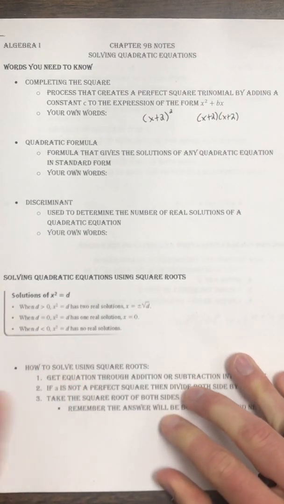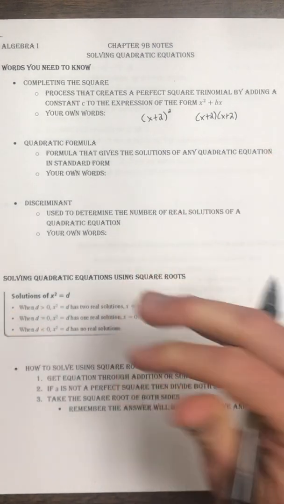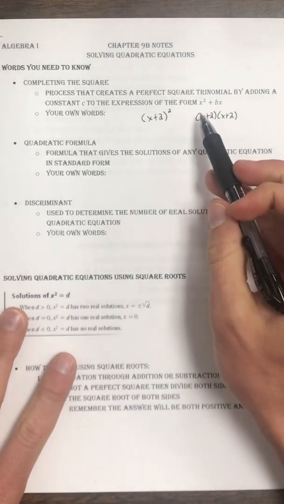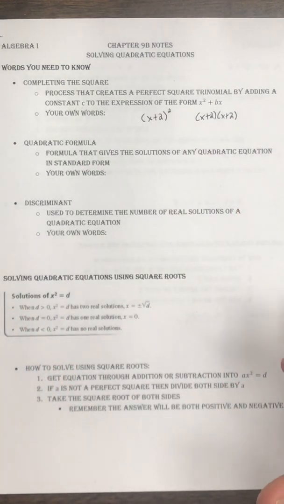So this process helps us get this perfect square trinomial, and we do it by adding a constant c to the expression x squared plus bx. We're not going to deal with this specifically today, but this is one of the processes that we're going to learn about in this chapter: how we can take an unfactorable polynomial and create a perfect square trinomial through completing the square, and then be able to factor and solve for real solutions.